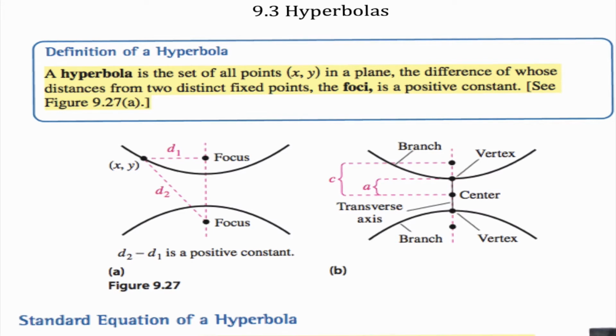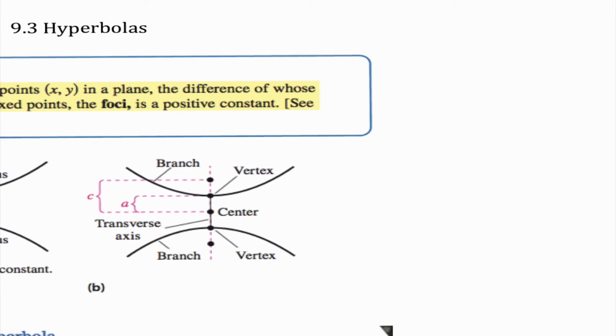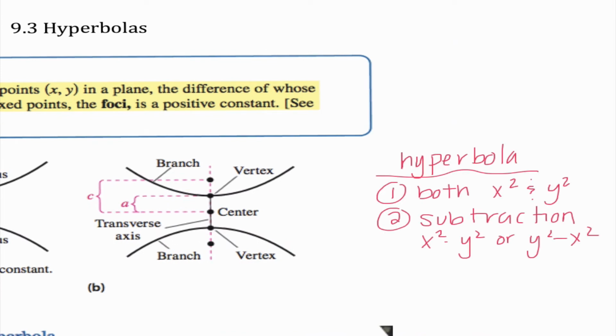Now, I want to talk about some characteristics. How do I know that something is a hyperbola? With a hyperbola, both x is squared and y is squared. That's what differentiates this from a parabola. And in a hyperbola, we have subtraction. So that's what makes this different from an ellipse or a circle. So it could be x squared minus y squared, or it could be y squared minus x squared.